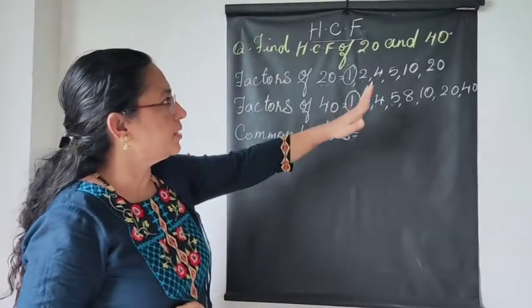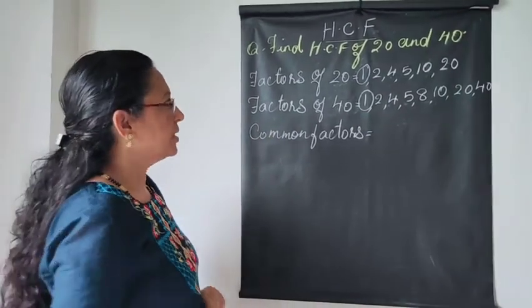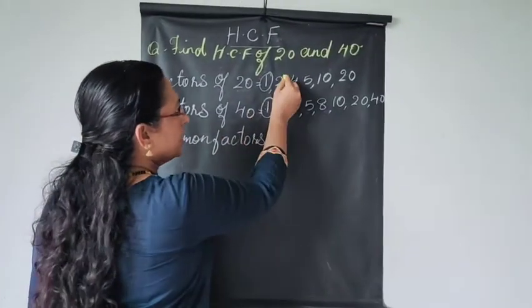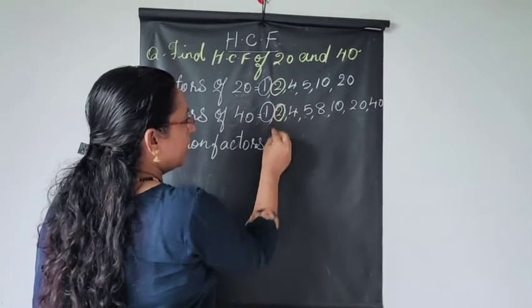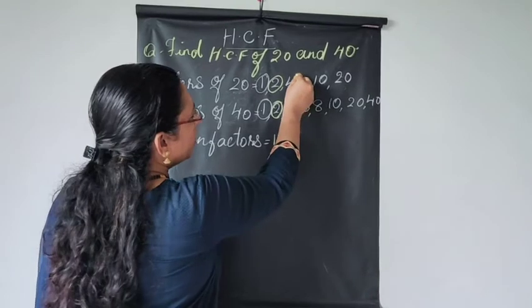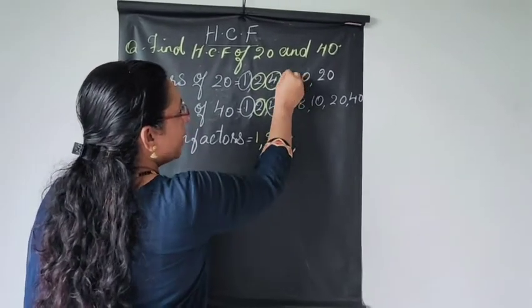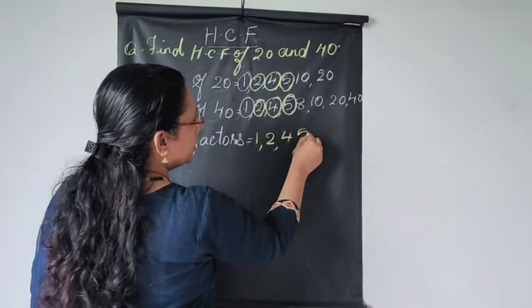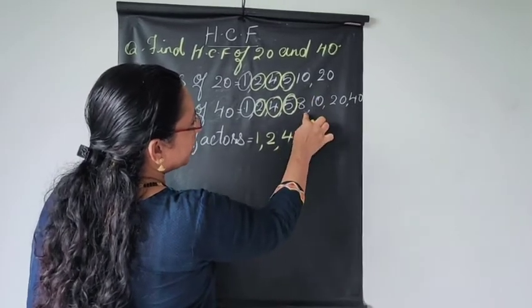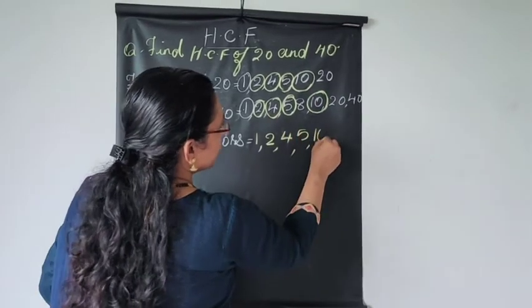Now all the factors we found. What do we have to do next? Find out the common factors. 1 is a common factor. 2 is also a common factor. Write down 1 and then 2. Then next, 4 is a common factor. Next 5 is also a common factor. Yes. Now 10. Yes, 10 we can see in both numbers. 10 also write down.